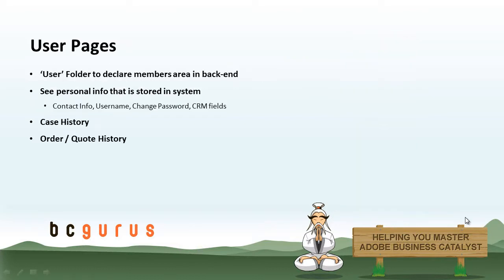So when I say user pages, I'm referring to any page that requires a user to be logged in order to view that page, for one, and for two, when they view that page, they'll need to be logged in order to view any user-specific information, which can be account information, their profile information, any web form submission history, and a web form is just another name for a case, and any purchasing history.